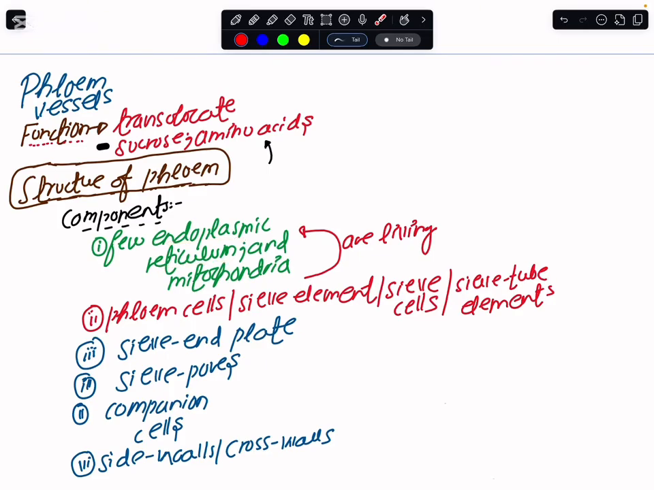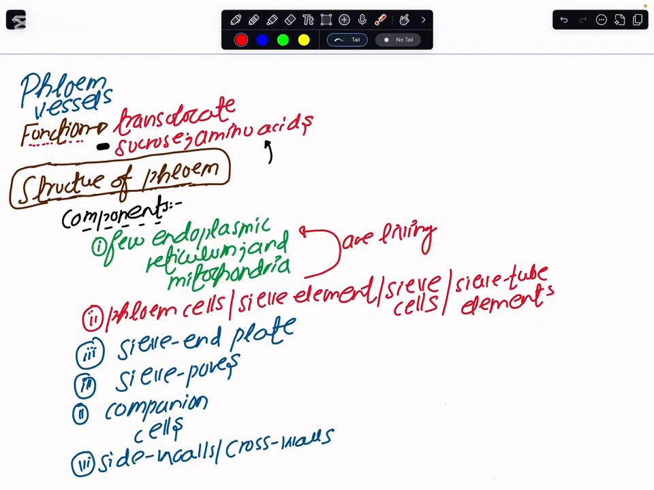The endoplasmic reticulum means that these would be some membranes that would have the ribosomes in them, and there would be the presence of some fewer mitochondria in them. So they would not have any nucleus or the stuff like that, but since they have got this thin layer of the cytoplasm, the endoplasmic reticulum and the mitochondria, so they are living.